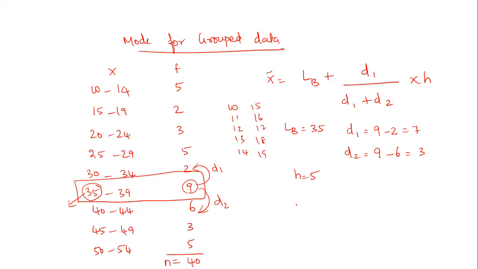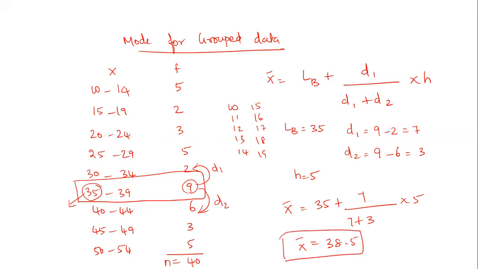Shall we apply it in the formula? The mode is 35 plus 7 divided by 7 plus 3 into 5, which is 38.5. So this is the mode of the class. More people have obtained 38.5 marks. That is the answer. This is how we calculate the mode for group data.